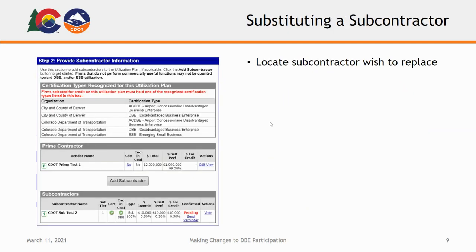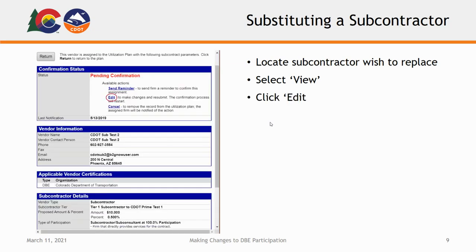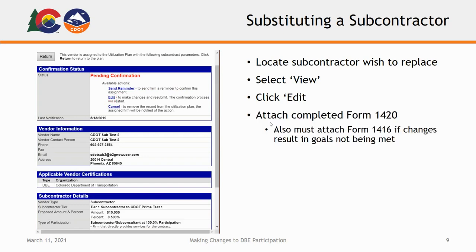In order to substitute one subcontractor for another in your utilization plan, you first will locate the subcontractor you wish to replace in the subcontractor list. Once you've found the subcontractor you wish to change, select the View link to the right of the subcontractor name. This will take you to the subcontractor information page where you will select Edit to edit the subcontractor information. You will also need to attach a completed Form 1420, the DBE Plan Modification form, in the Documents section.